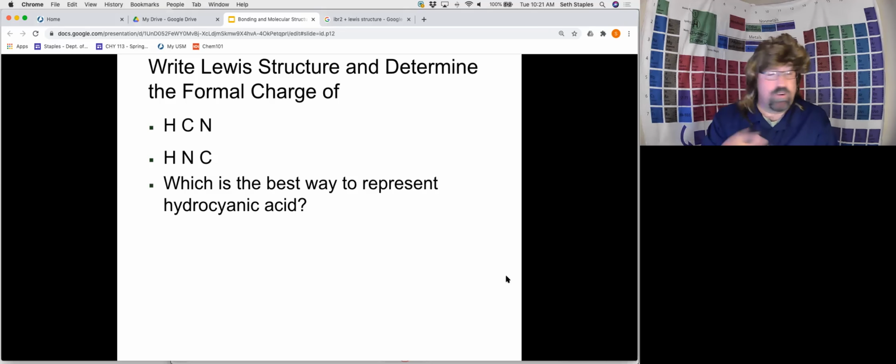So I know we talked about our rule that the least electronegative goes in the center, but ignore that rule for just a second and draw out these 2 structures, one with carbon in the center and one with nitrogen in the center. Do a formal charge analysis, and then figure out which one is probably the best and most likely to exist. So pause the video now and give that a whirl.